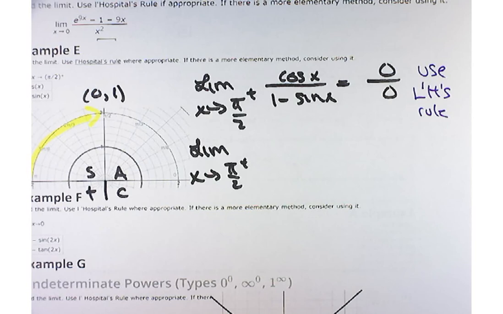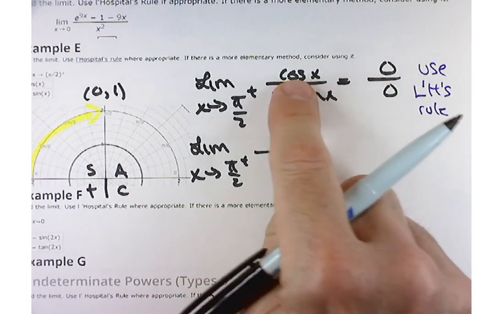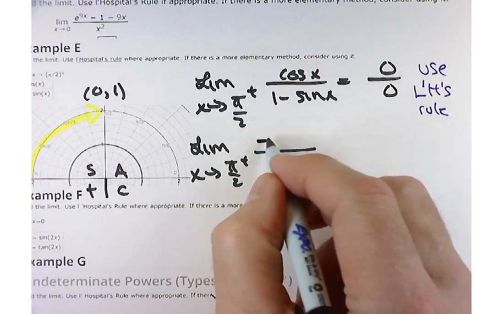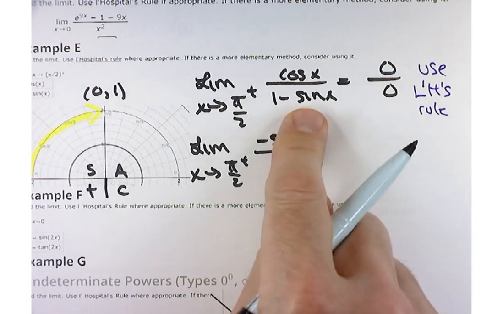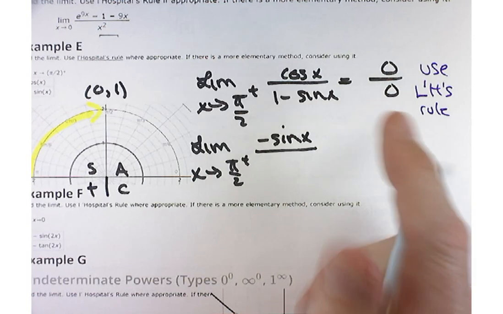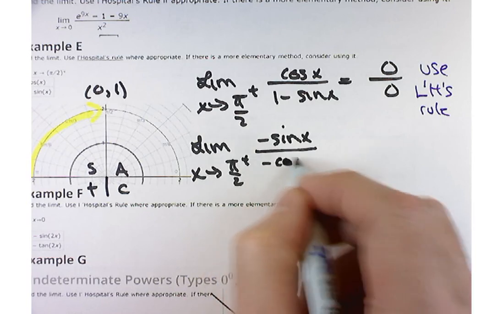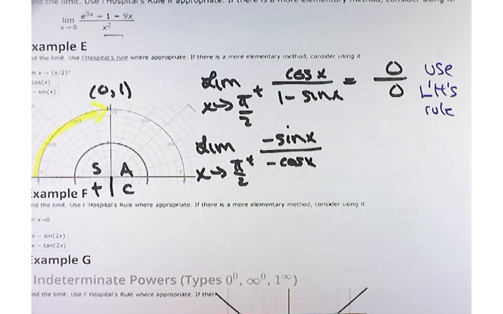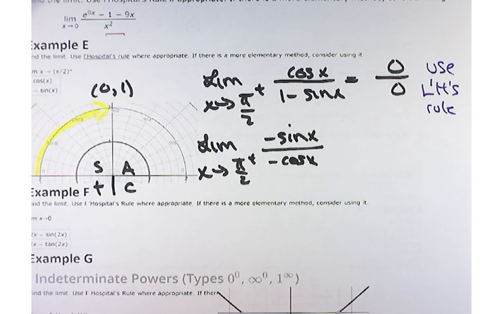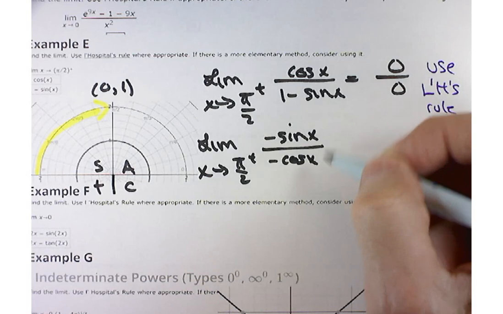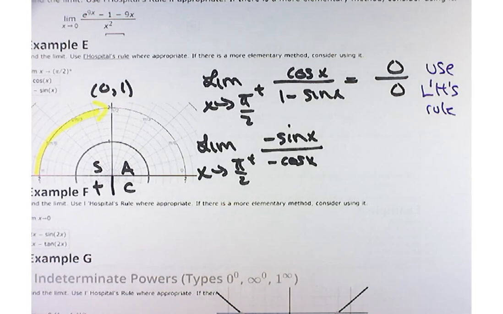So if I use L'Hopital's rule here, let's see, who haven't I picked on in a while? Josie? What's this gonna look like if I use L'Hopital's rule? It's gonna be negative sine of x over negative cosine of x. All right. Negative sine of x over negative cosine of x. Now let's see what happens if I try and plug this in. The negatives cancel each other out, so that's fine.